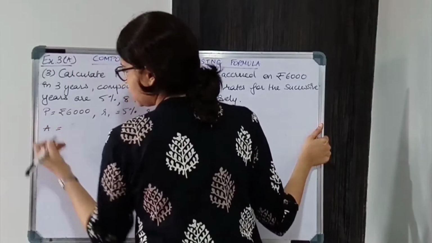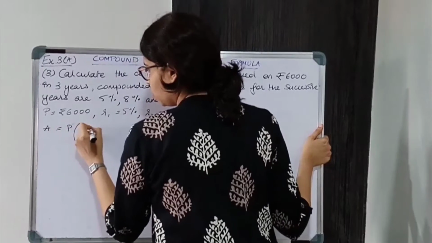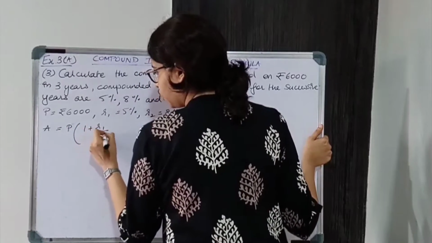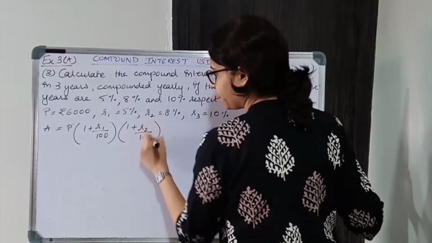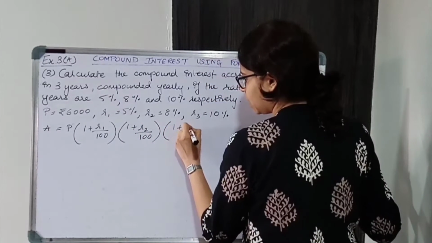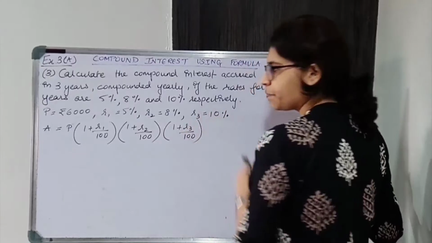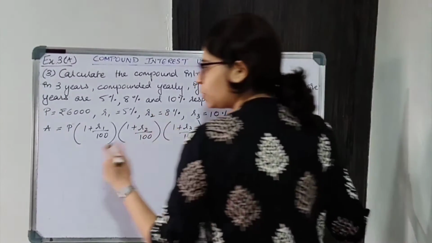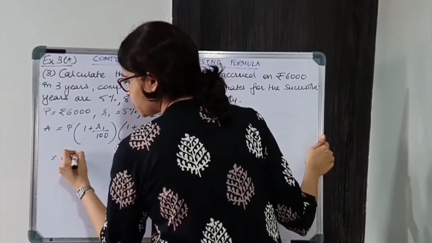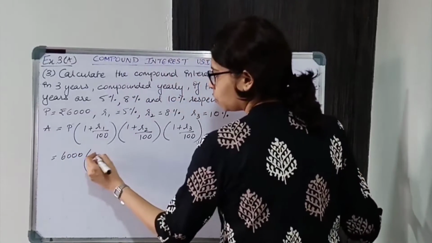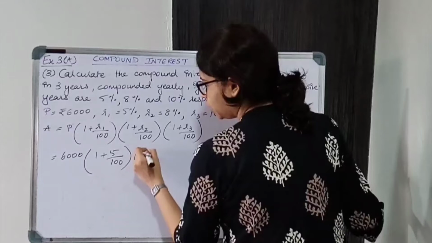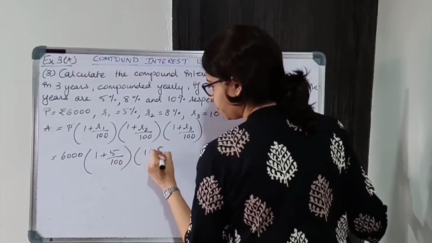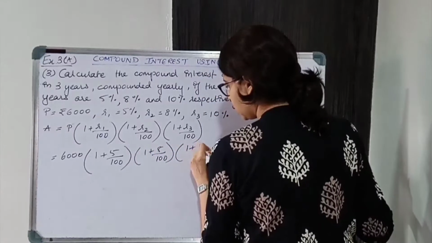So amount is equal to P into 1 plus R1 upon 100 into 1 plus R2 upon 100 into 1 plus R3 upon 100, okay? Now substitute the values. So it is 6,000 into 1 plus 5 upon 100 into 1 plus 8 upon 100 into 1 plus 10 upon 100.